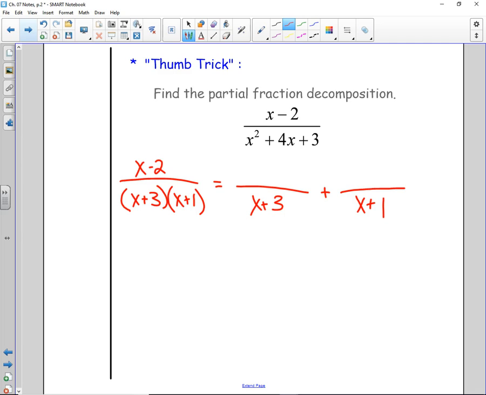Cover the x plus 3. Literally, cover it. You can see everything else, right? Okay. Peek under real quick. x plus 3, what would his 0 be? Negative 3. Okay, cover him up again. Negative 3 is his 0. The cover-up method, or thumb trick method, says take the 0 of whatever you're covering, and as it's covered, plug it into everything else.